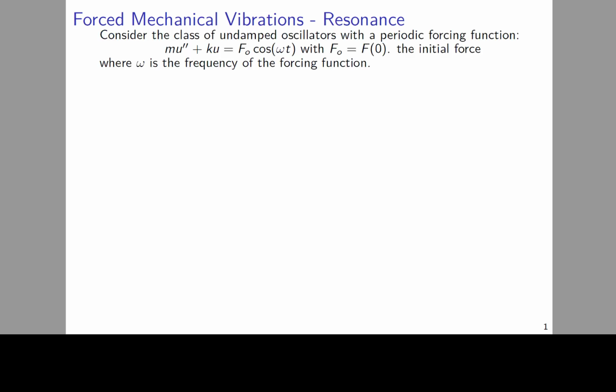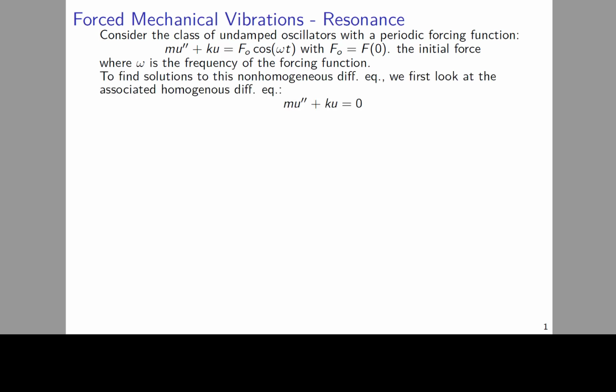In this video, we'll consider the class of undamped oscillators with a periodic forcing function: m times u double prime plus k times u equals F naught times cosine omega t, where F naught equals F of 0 is the initial force, and where omega is the frequency of the forcing function.